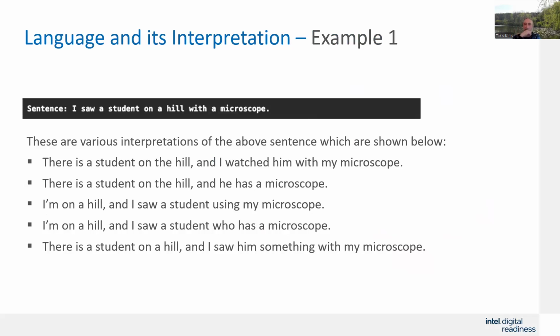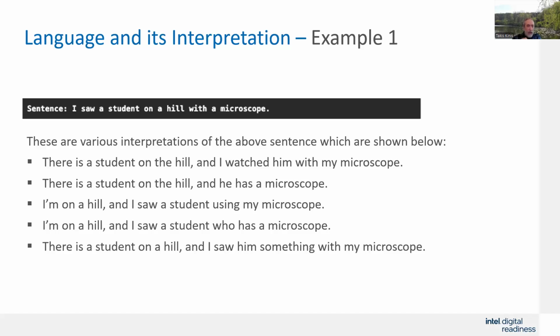So here's an example. It says, here's a sentence: I saw a student on a hill with a microscope. Okay, that's a pretty plain statement. I have a vision in my head. So in my head, there's a person standing on a hill and they're holding a microscope. Okay, so different interpretations though. It says there's a student on the hill and I watched him with my microscope. Unlikely, right? That's not where my head goes. There's a student on the hill and he has a microscope. That's where my head went.